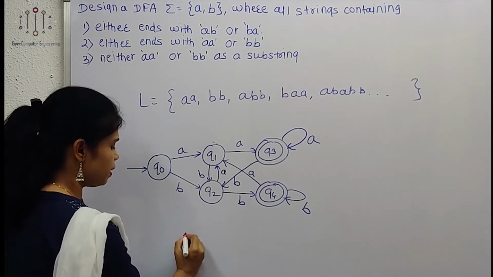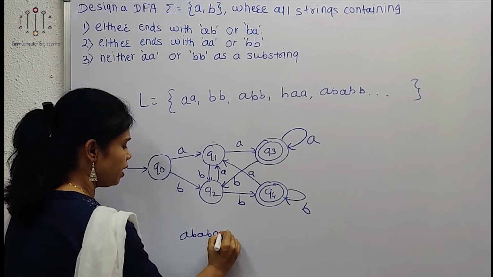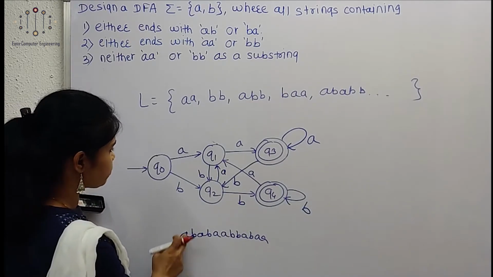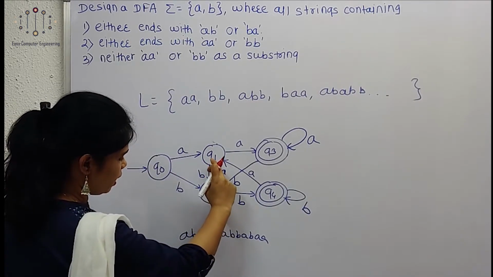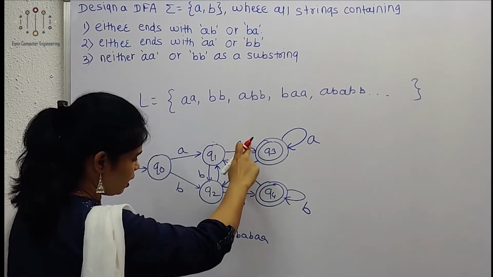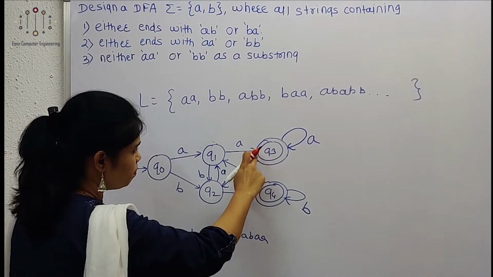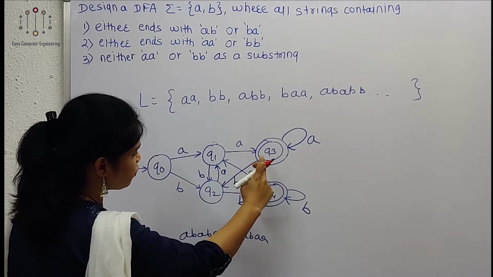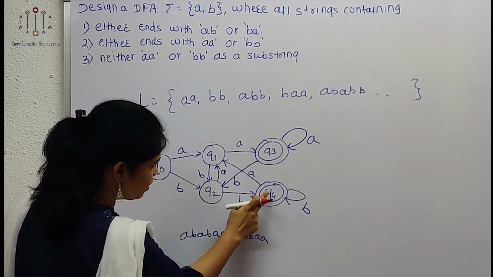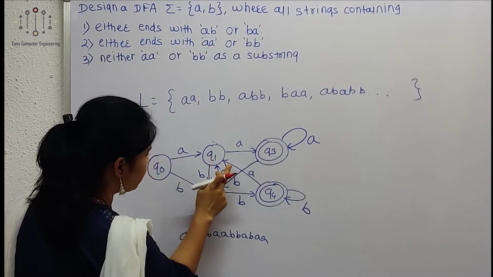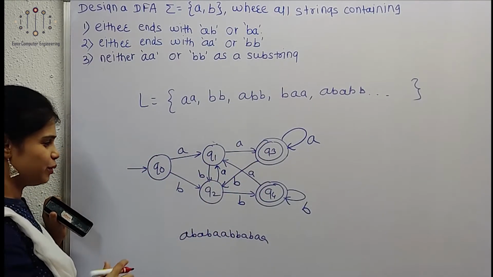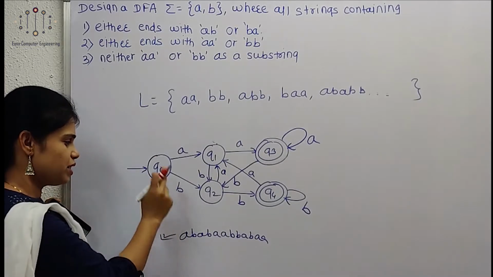Now we'll take one example: AB, AB, A, B, B, A, B, A. Here AB, then here A, then again B. Where is the B transition from this one? B, then A, again B, then A. So we are reaching Q3. This is accepted using this finite automata.